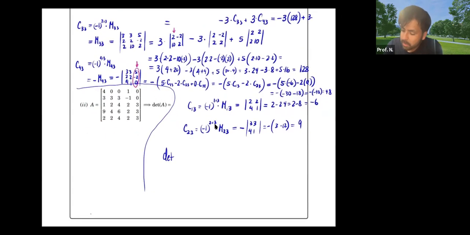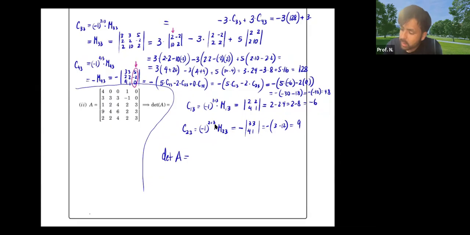So the determinant of A, in this case, is this last number here, because this number came from the cofactor expansion, right? No, this number is M43. Yeah, this number is the minor of C43. So C43 is 48 and C33 is 128.